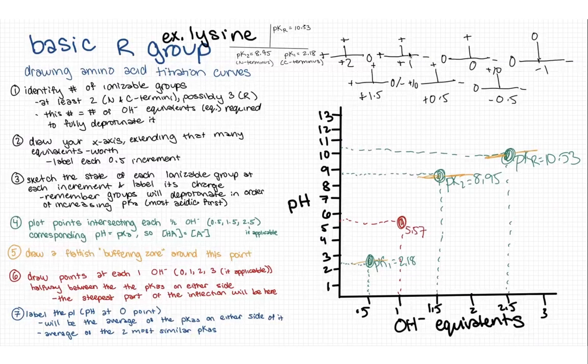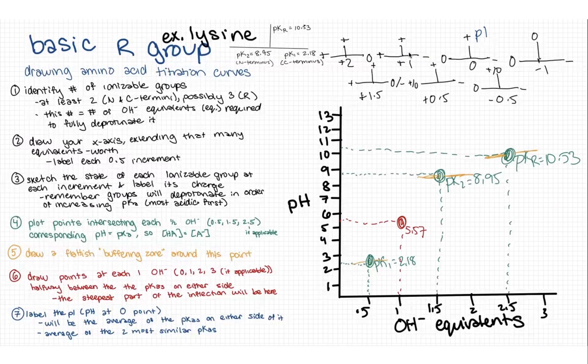But this is not going to be our PI in this case, because if we look at the charge state here, we have a charge state of +1, and we said that the PI is where we have 0. This is going to be our PI, not where we are now, but it is one of these equivalence points. So it's our equivalence point for our carboxyl terminus.